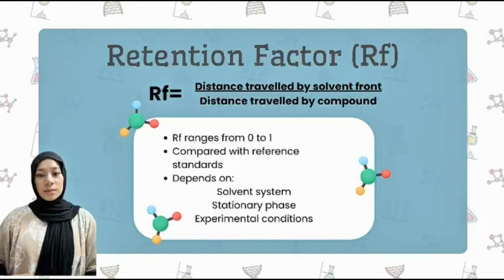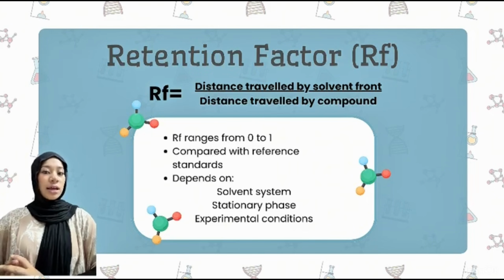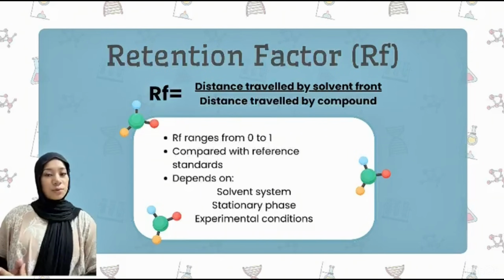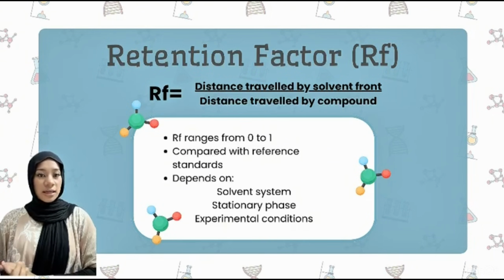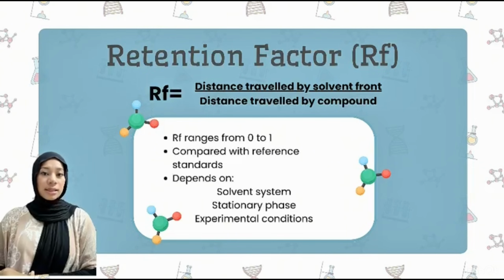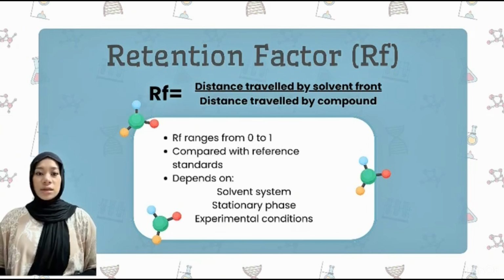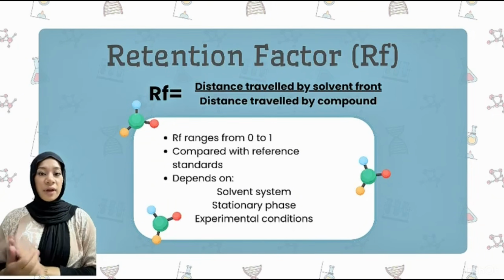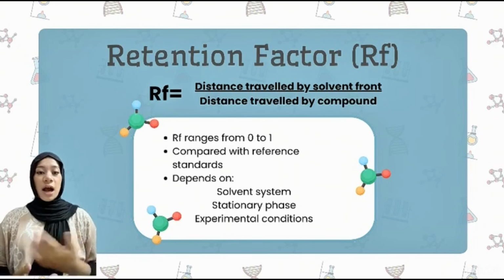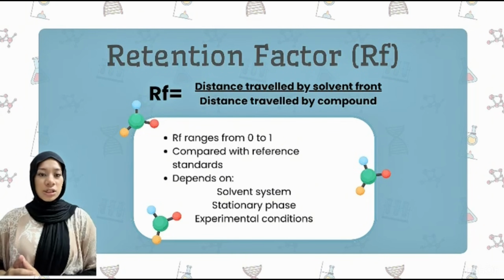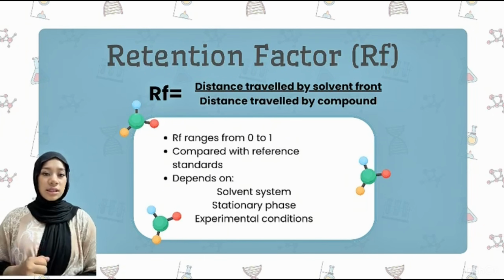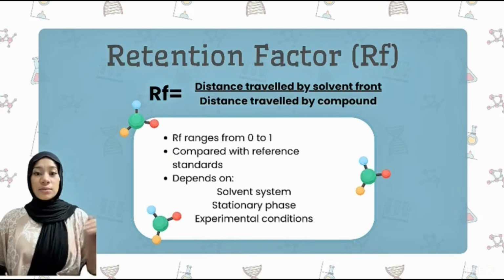After separation, each spot can be characterized using its retention factor or Rf value. The Rf value is calculated by dividing the distance traveled by the compound by the distance traveled by the solvent front, and Rf value always ranges between 0 and 1. Under the same experimental conditions, compounds have characteristic Rf values, which can be compared with reference standards for identification. However, factors such as the solvent composition, stationary phase, and laboratory conditions can affect the Rf value, so these conditions must remain consistent for reliable results.